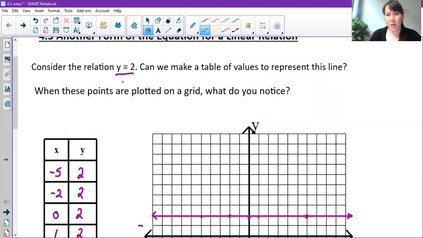The y value is always 2. It will never change. What do we notice? It creates a horizontal line.